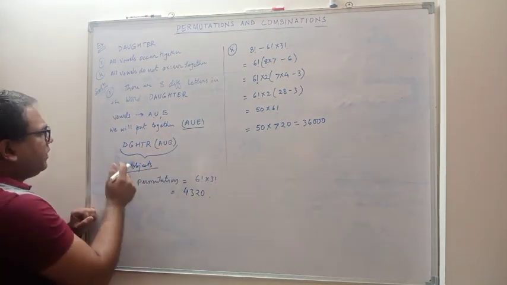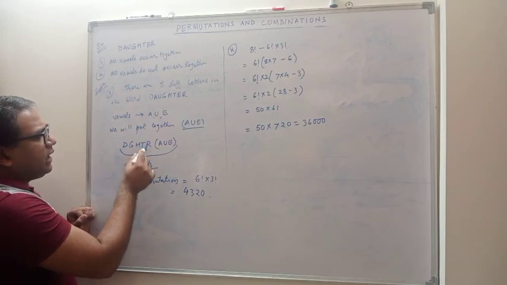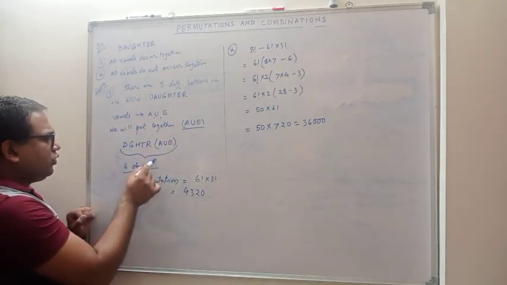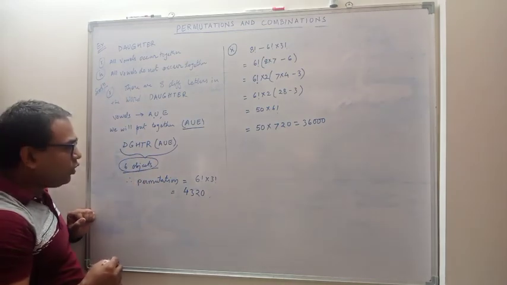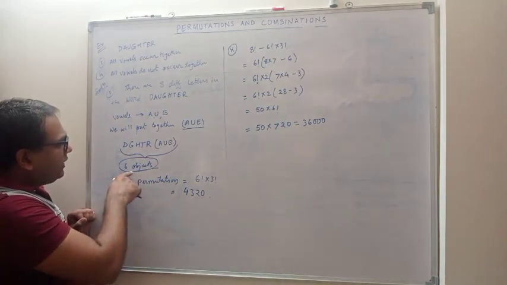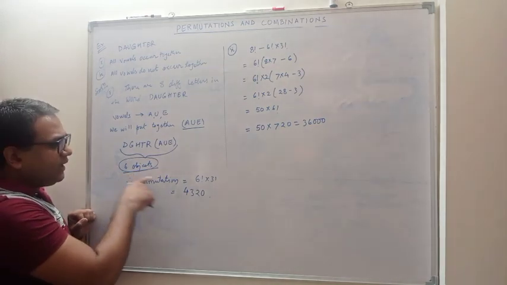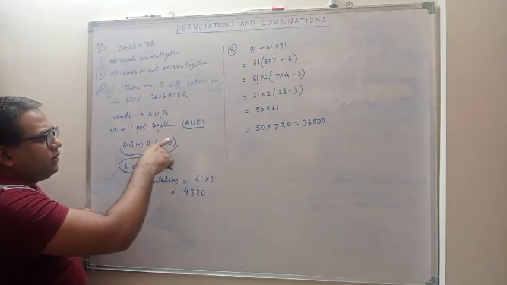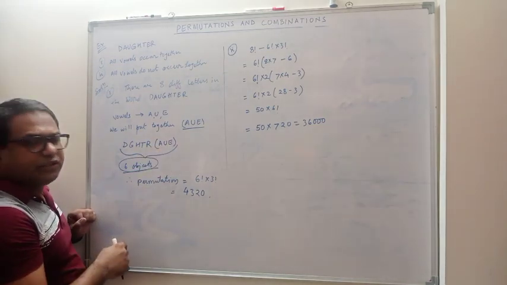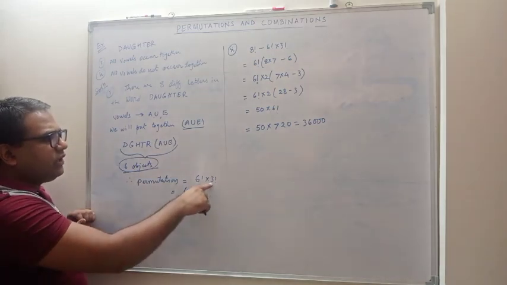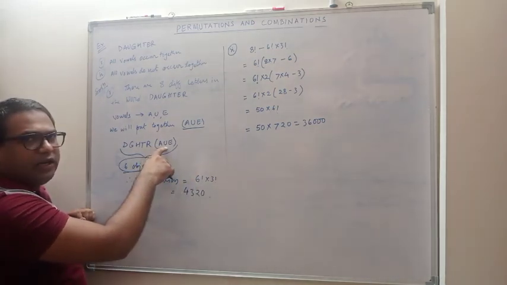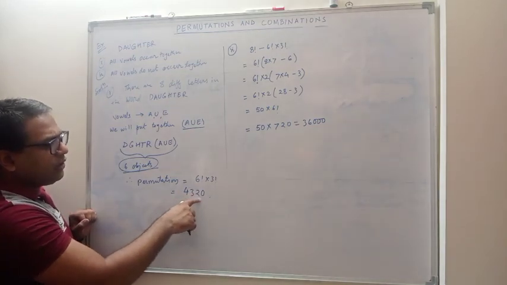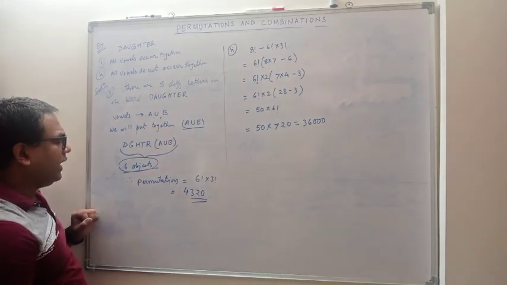So now it becomes D, G, H, T, R, and this one unit. So 1, 2, 3, 4, 5, and this is 6. I can assume that as 6 objects, and for 6 objects I can write the permutation as 6 factorial, whereas AUE will also change its position internally. So there will be 3 factorial as there are 3 letters. So 6 factorial into 3 factorial gives us 4320 as our answer.